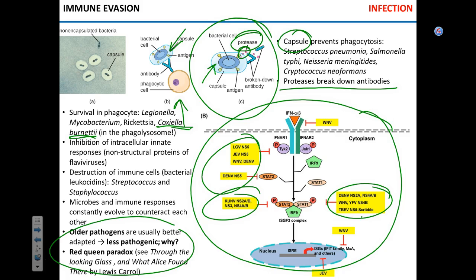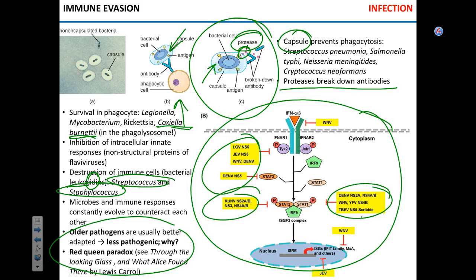Okay, some microbes like Streptococci and Staphylococci can produce chemicals called leukocidins. Leukocidins kill white blood cells. Leuko, white, cidal, killing. Does that make sense?